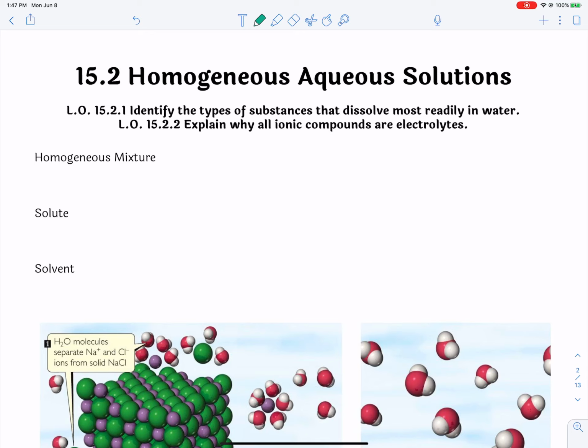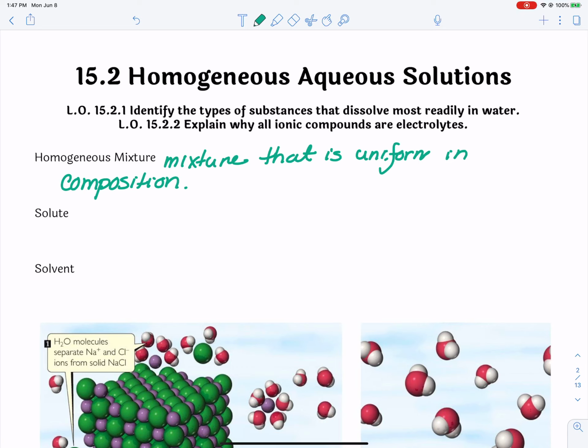So we're going to take a moment and write that down. Mixture that is uniform in composition. And what does that mean? That means that if you take one sample of the mixture and then another sample of the mixture, those two samples will be exactly the same.